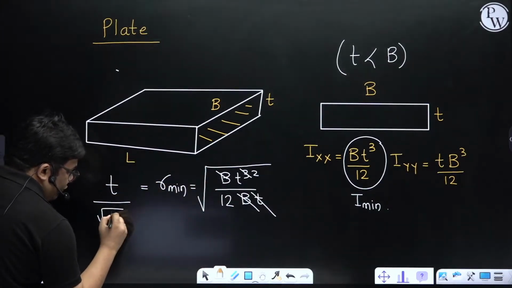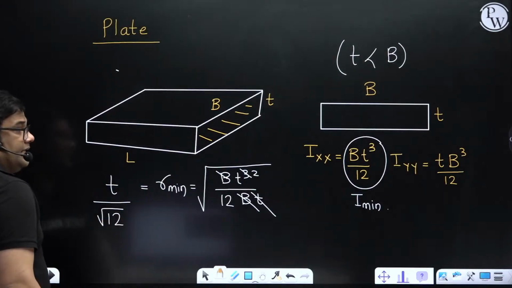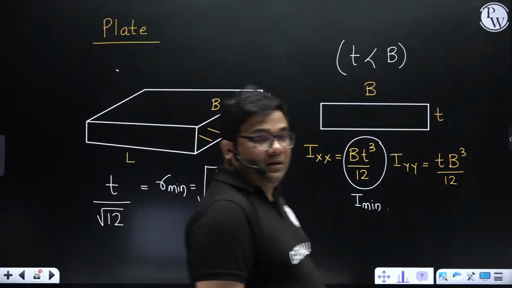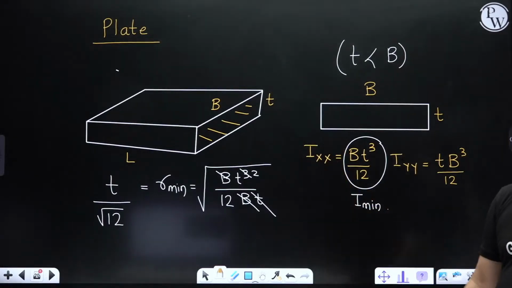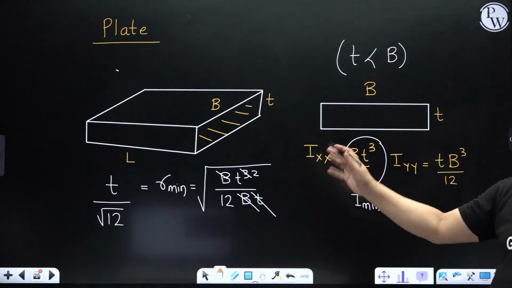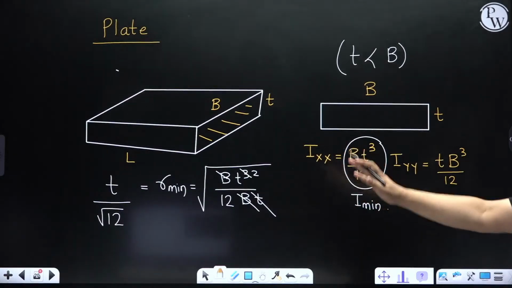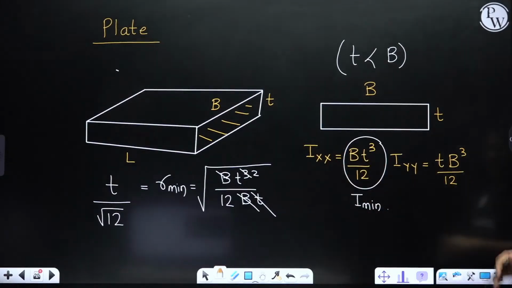t by root 12. Remember this. Thickness by root 12. They can directly ask you in the examination. They will give you the thickness and they will ask you the minimum radius of gyration for a plate. Simply take thickness. I am not solving a question. Very straightforward thing. I have derived it.